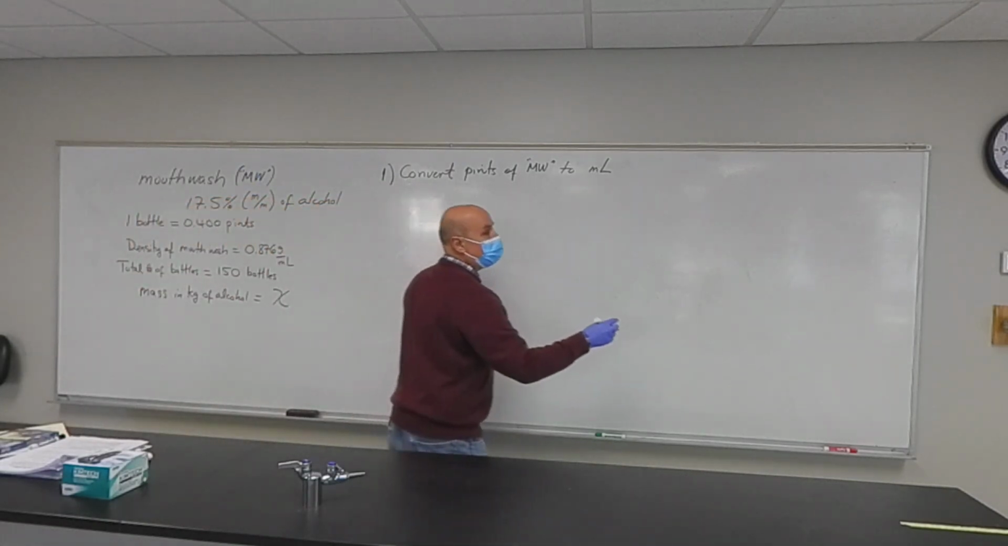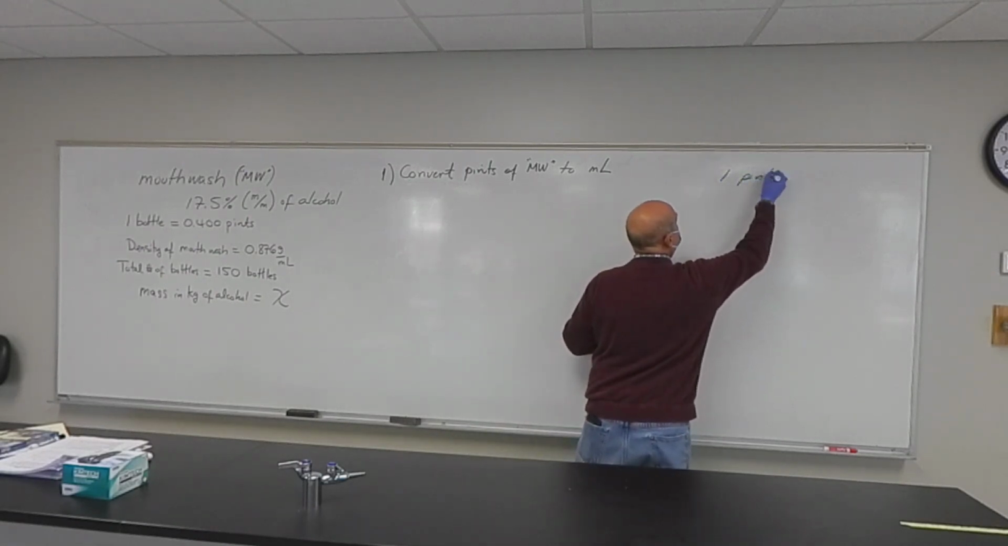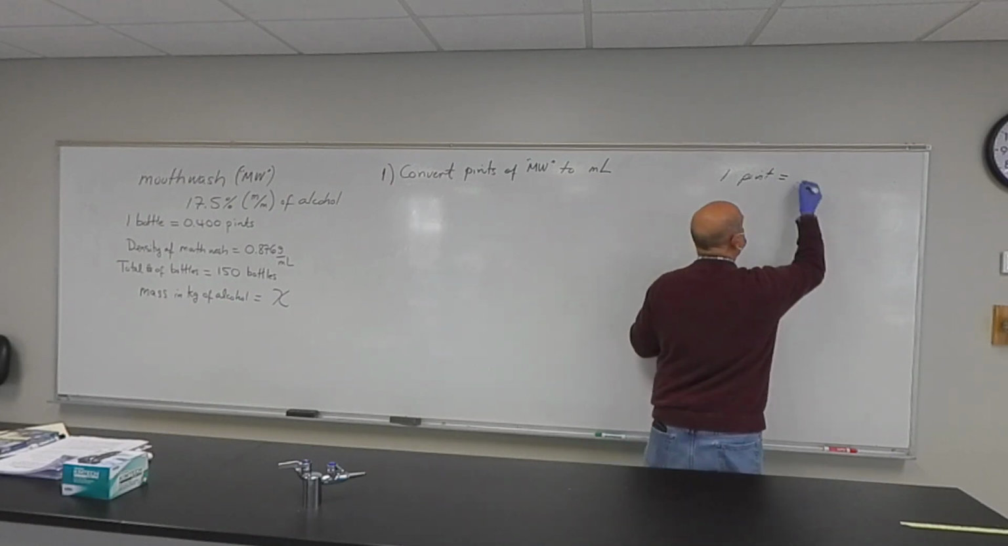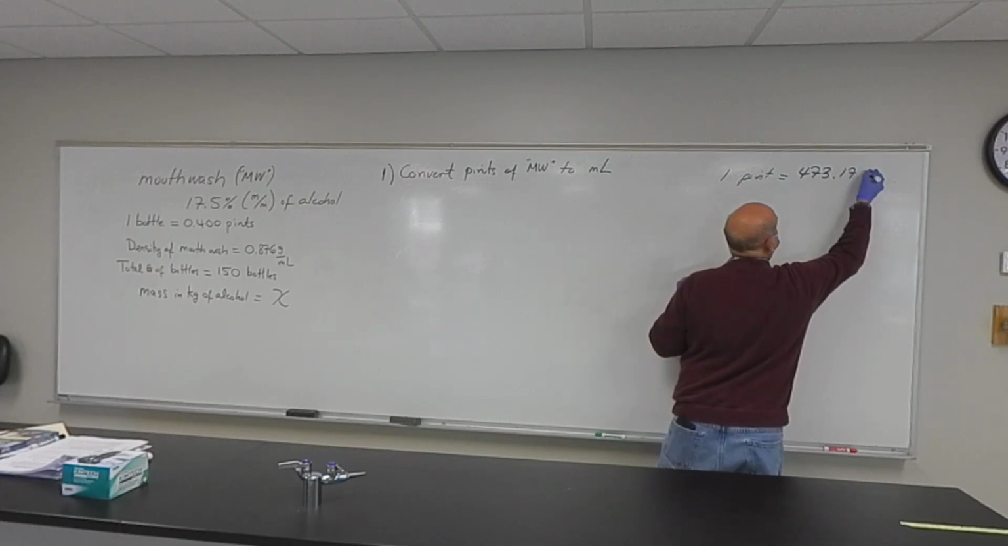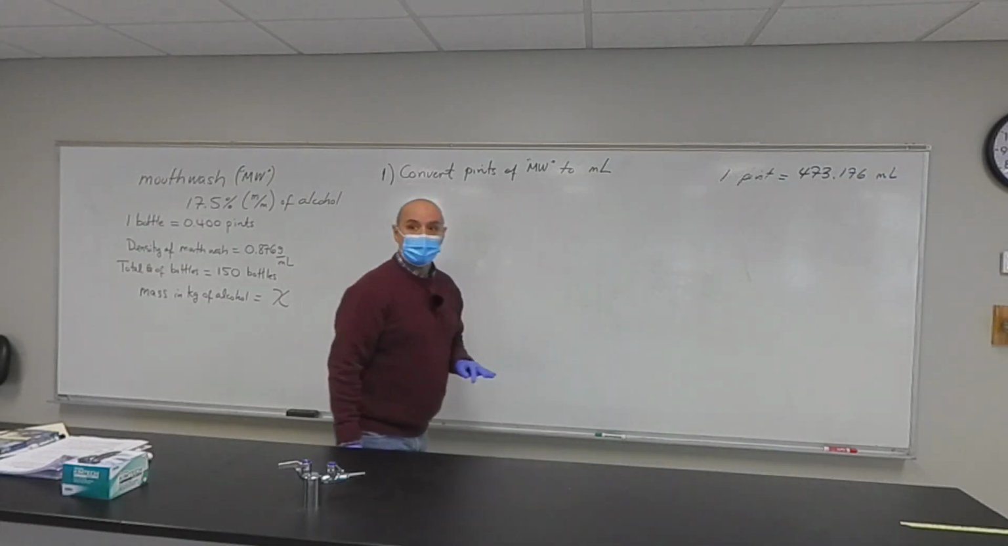So I have my conversion factor. 1 pint equals 473.176 milliliters. So two conversion factors as always.